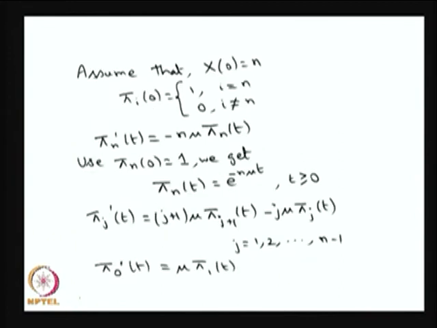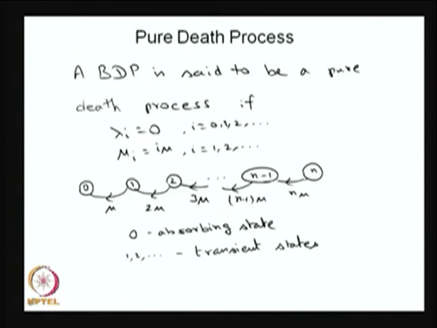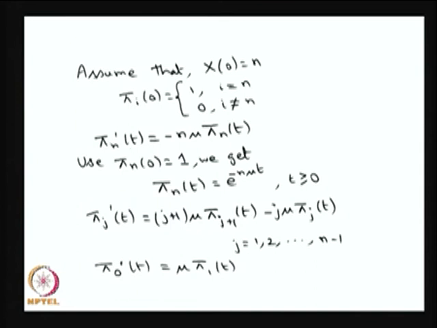With that assumption I can frame the equation, that is pi n dash of t is equal to minus n times mu of pi n of t. That means the rate at which the system is moving from the state n to the state n minus 1 is n times mu. Therefore, the equation for the state n, pi n dash of t, is equal to minus the outgoing rate, that is n times mu, times being in the state n, therefore pi n of t. I can use the initial condition pi n of 0 is equal to 1. So, I will get pi n of t.